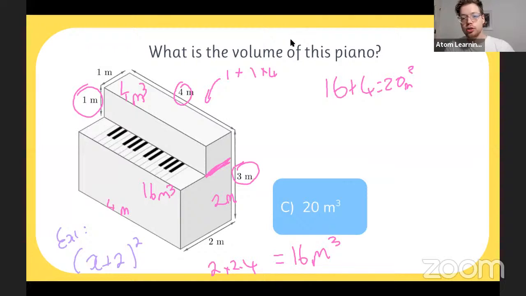Swell job. Oh, swell. I don't think I've ever said that before, but do you know what? I just rolled with it. Felt right.